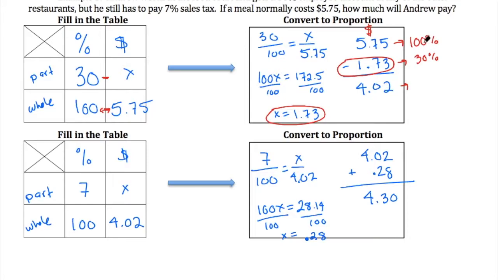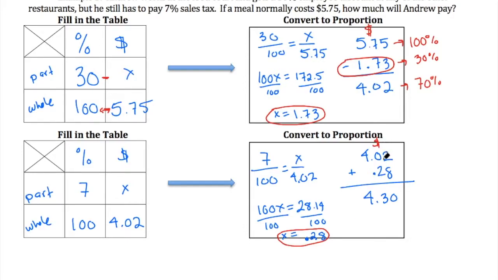Well, we started with 100%. We took away 30%. So what does the $4.02 represent? This really represents 70% of $5.75. 70% is what we'd have to pay after the discount. Let's look at a second example. If we then had this $4.02 and we wanted to add 7% tax, we went ahead and found that 28 cents was our 7% tax.